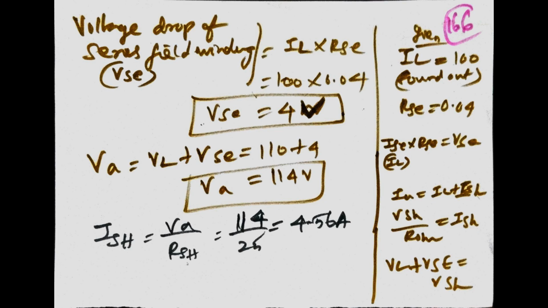IA is equal to IL plus ISH, so IA is equal to 104.56 amperes. EG is equal to VA plus IA into RA, 114 plus (104.56 into 0.06). The EG value we obtain is 120.2736 volts.